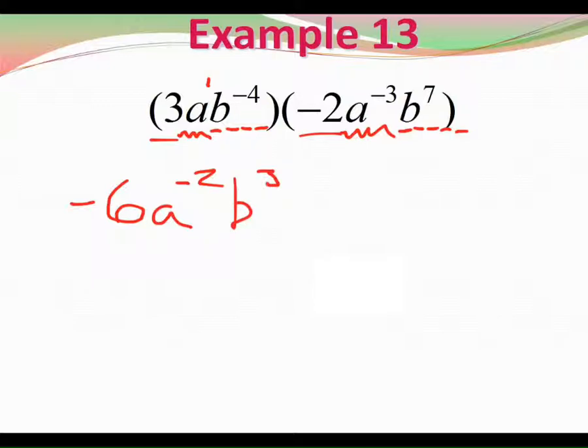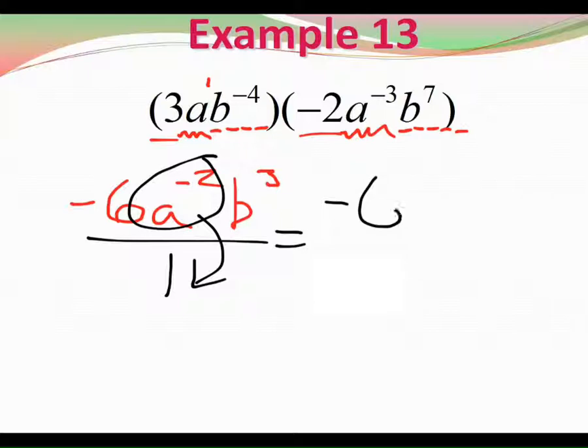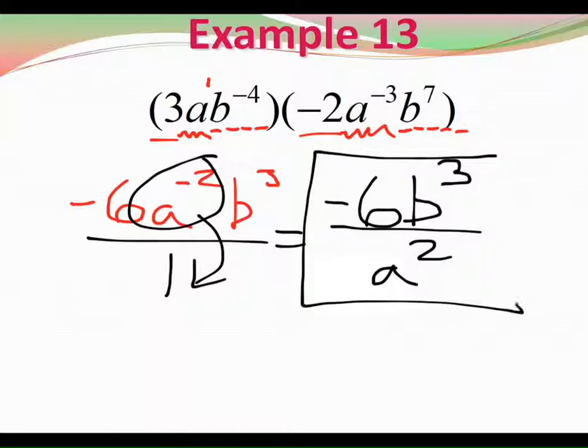Okay. So now the only thing I don't like about this simplified solution is the negative 2 on that exponent. I'm okay with the negative 6. We can't change that. But negative exponents we can change by moving it to the denominator. And since there isn't one, we'll put it over 1. So we're just going to take that, move it down. So that's going to leave us with negative 6b to the 3rd over a to the 2nd. And that would be our simplified solution.